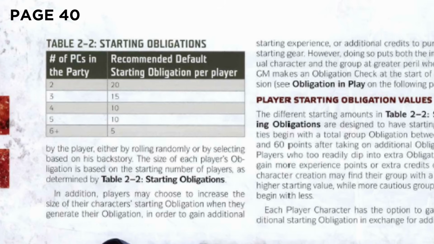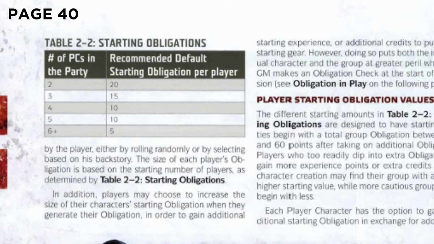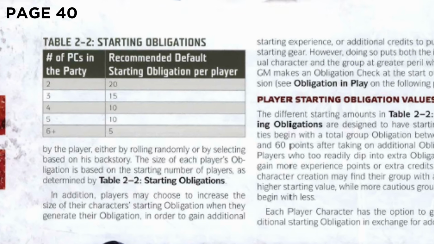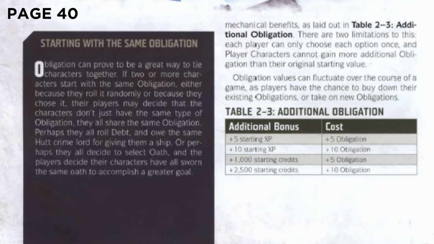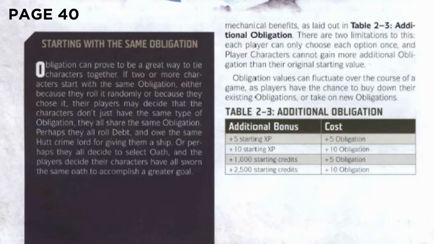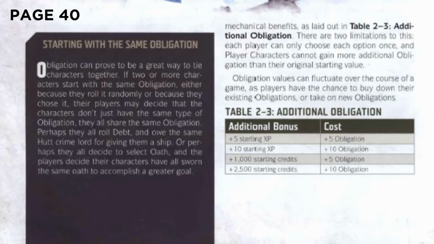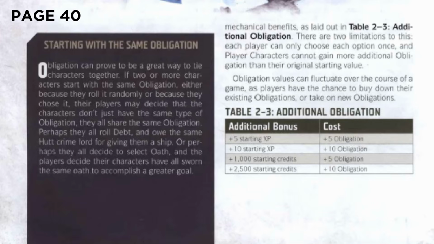Your starting magnitudes will be determined by the GM, and GMs, you determine the starting magnitude based on how many players there are at the table. There is a reference table on page 40 of the book that will give you the recommended magnitude levels based on the party size. Players, you should also see another table that has some information on how you can choose to increase your starting obligation for additional starting XP or starting credits.